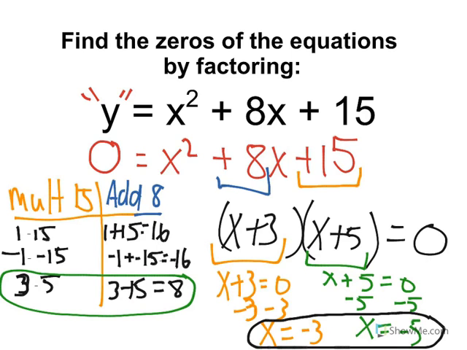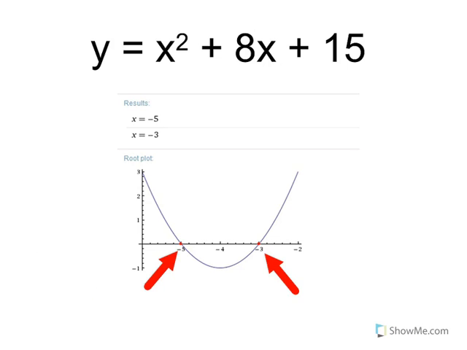So let's take a look at that graph. Right here, we can see that this graph crossed at negative 3 and negative 5. So that is what our parabola should look like.